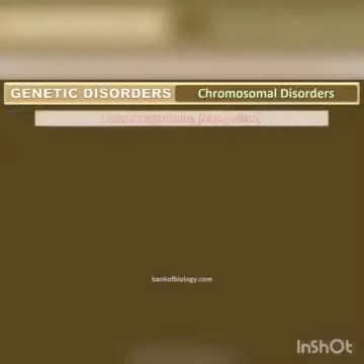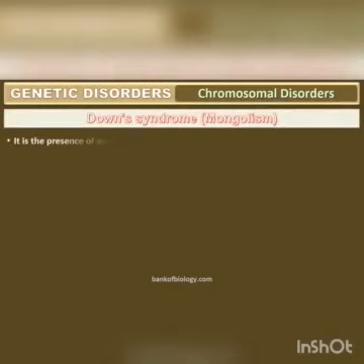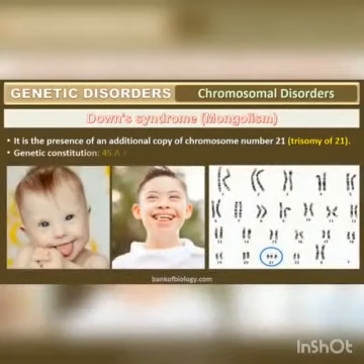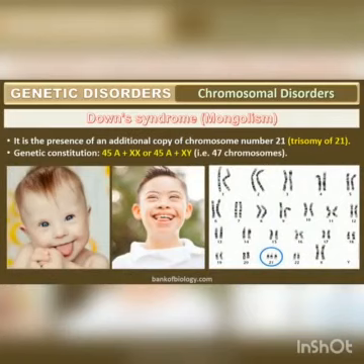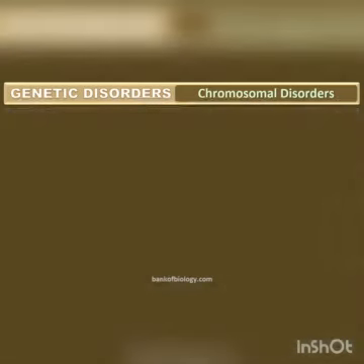The next chromosomal abnormality is the Down syndrome. It is also called as trisomy 21. Trisomic condition of chromosome 21 results in Down syndrome. The genetic constitution of this has 45A plus XX, or it may be XY. Totally it is 47 chromosomes.